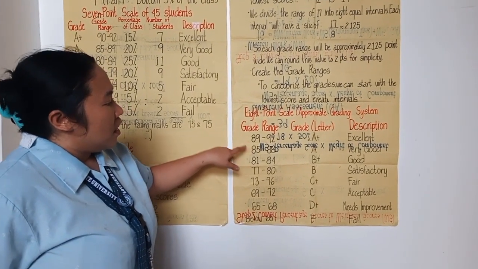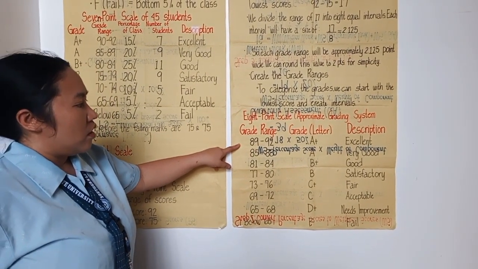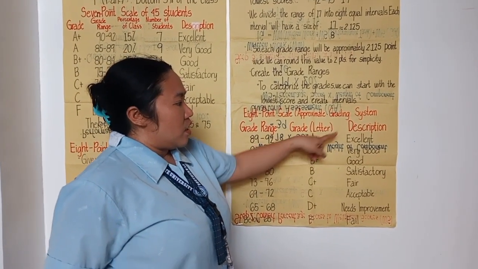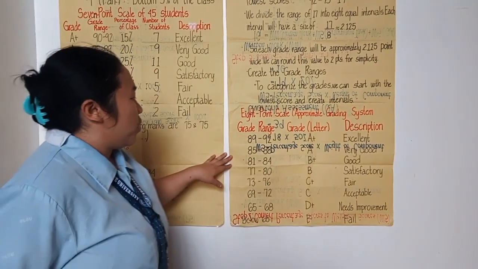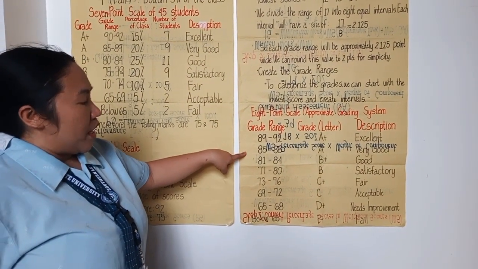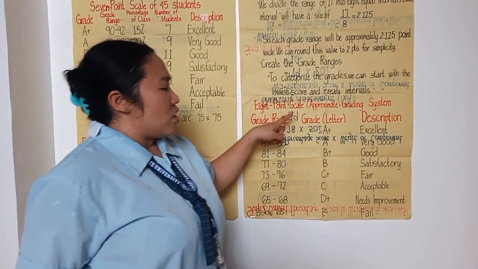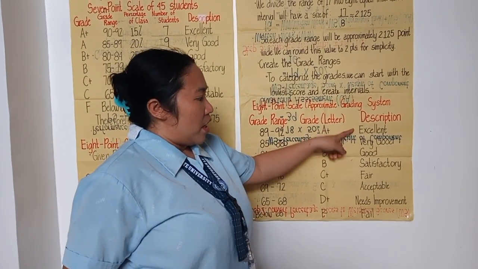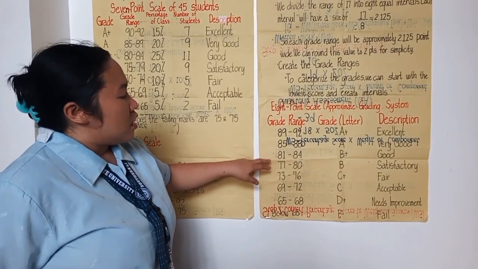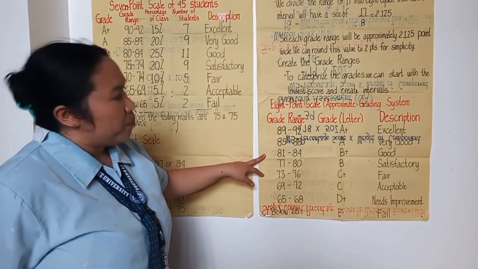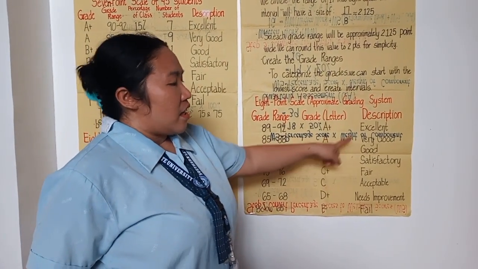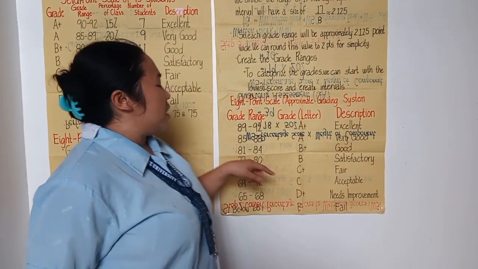First, the grade range between 89 to 92 corresponds to grade letter A plus and is described as the excellent student. Second, the grade range between 85 to 88 corresponds to grade letter A and is described as very good students. Then the third range is between 81 to 84, grade letter B plus, which corresponds to good performer students.